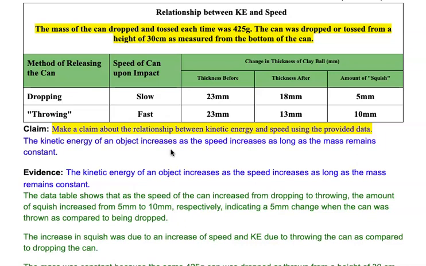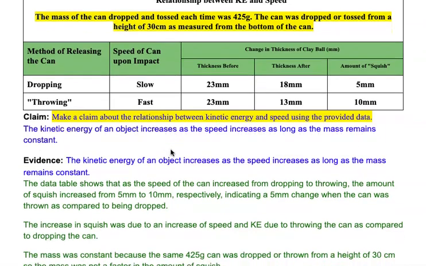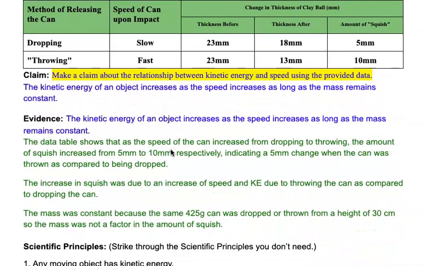Remember, if we change both variables, we don't know which one's affecting the amount of squish for the Play-Doh. So now for my evidence, I start that out by restating my claim. So again, I just take my claim from above and I literally am going to copy and paste it into my evidence, and I'm going to copy and paste it into my reasoning statement twice. So that way I have it there ready for me when I get there. So, the kinetic energy of an object increases as the speed increases as long as the mass remains constant. That is my claim one more time.